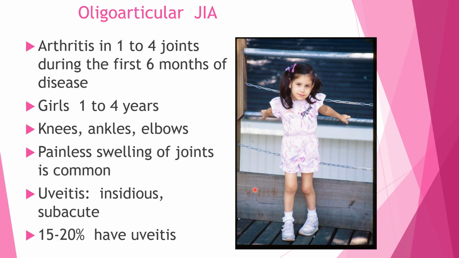So you should remember this photo. The most common form of oligo-articular JIA is a female child from 1 to 4 years, affecting only one joint, and it is usually the knee, and you should exclude uveitis.